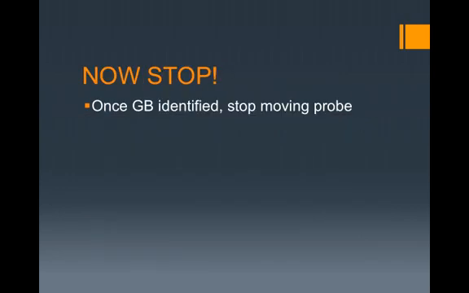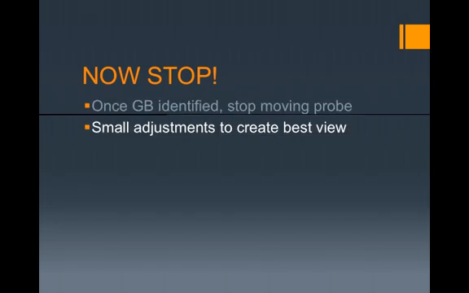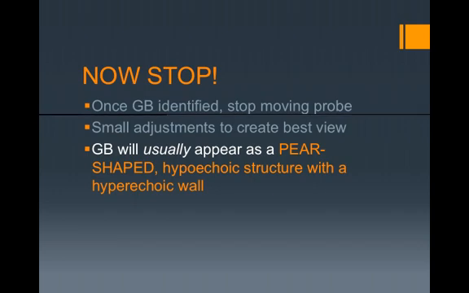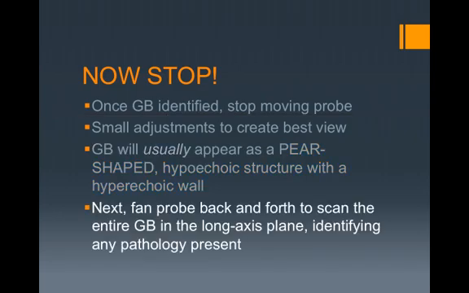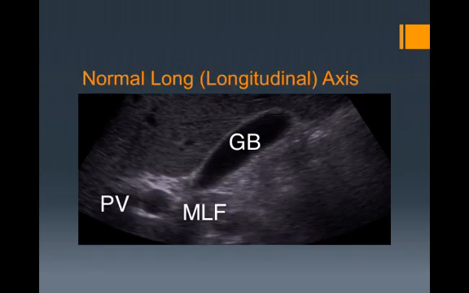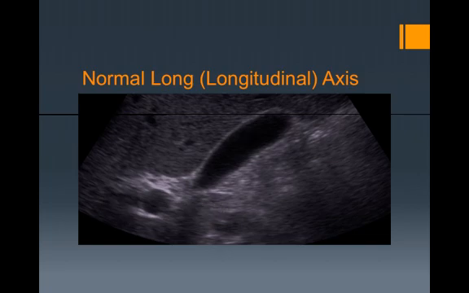Once the gallbladder has been identified using any of the 3 approaches, stop moving the probe, and now make small adjustments to create the best long-axis view. In the long-axis or longitudinal view, the gallbladder will usually appear as a pear-shaped hypoechoic structure with hyperechoic walls. As previously seen and now reviewed here, the relationship between the gallbladder and the portal vein, again connected by the MLF, will appear as an exclamation point. Fan the probe back and forth to scan the entire gallbladder in the long axis, identifying any pathology present.